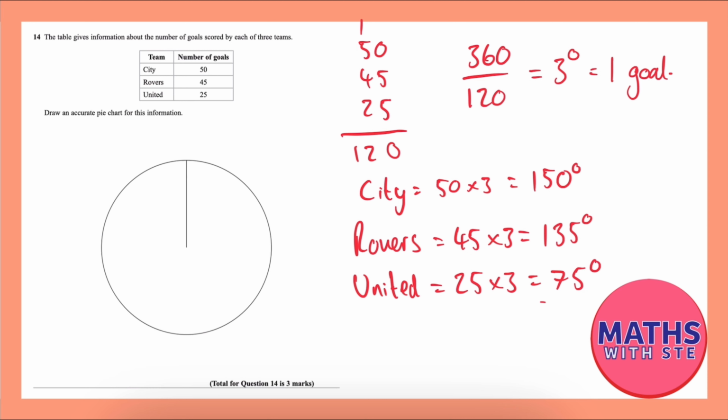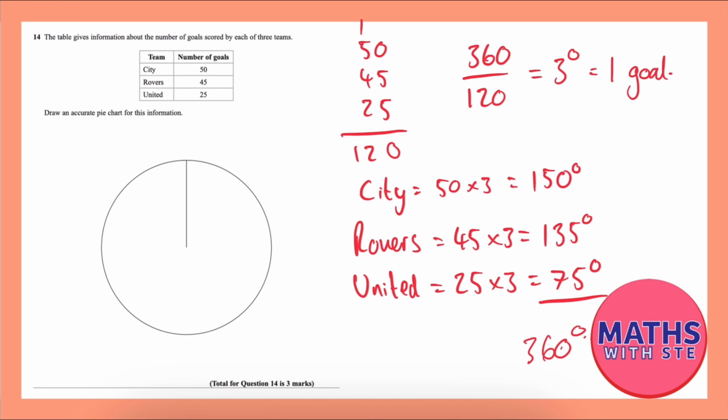Now you can just check your work in there and just make sure that this is all right. So 150, add 135, that's going to be 285, and then add 75 to that. Yes, that's going to be 360. So we know that altogether we've got 360 degrees there, which is how many degrees there are in a circle, right? Cool. So all I need to do is put them in now.